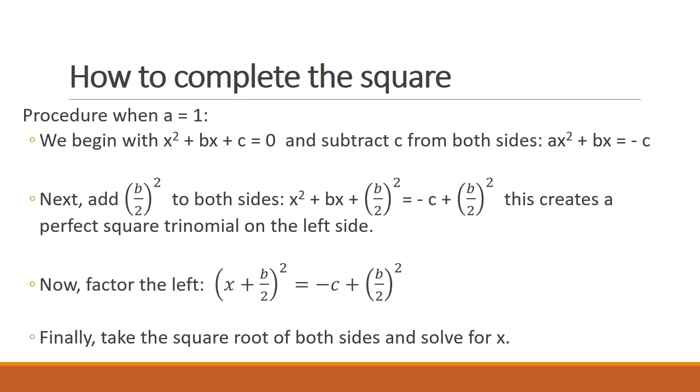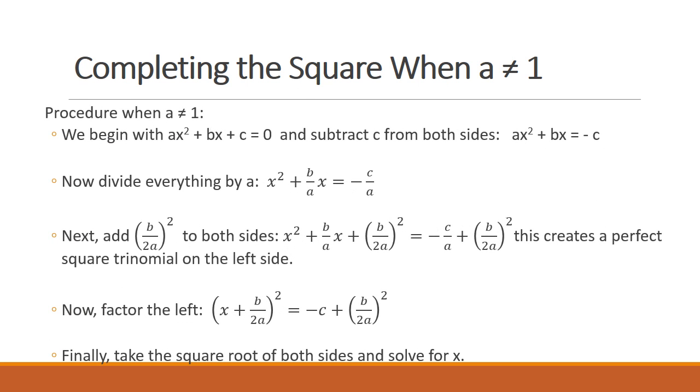So now we've got x squared plus bx plus b over 2 squared, but you have to do it to the other side also. And what that does on the left, this is now a perfect square trinomial. And it factors into x plus b over 2 squared. Now on the right side, that's all going to combine just to give us a number. We'll then take the square root of both sides, and then we'll subtract anything that's in there with the x, and that will give us the value of x.